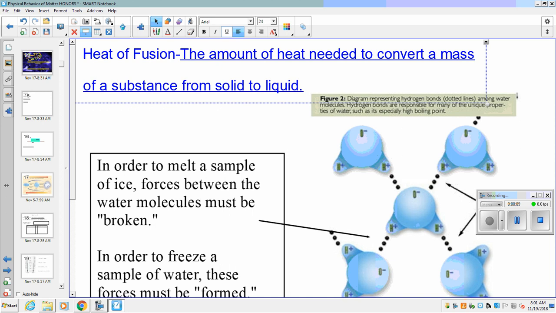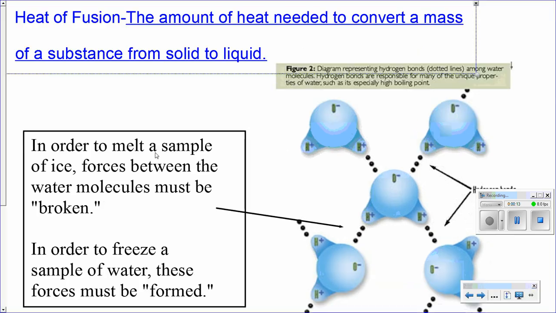Today we're going to look at a couple different physical quantities that we use to determine changes of heat in a sample. The first one we're going to look at is something called heat of fusion. Fusion is actually another word for melting. So this is the amount of heat needed to convert a mass of a substance from solid to liquid.